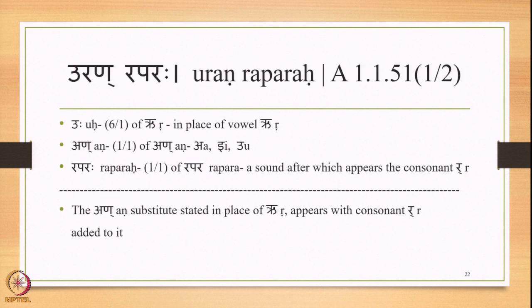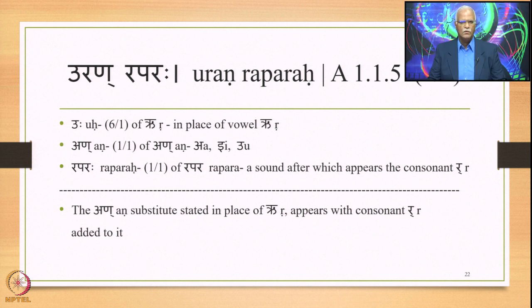This is answered by Panini in the Sutra Urandraparaha 1151. What this sutra means is the following: uhu, an and raparaha are the three words that are present in this particular sutra. Uhu is the sixth one of ru, which means in place of vowel ru. An is one one of an. An stands for a, e and u.